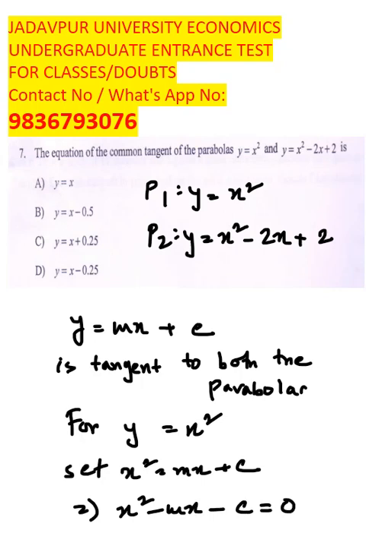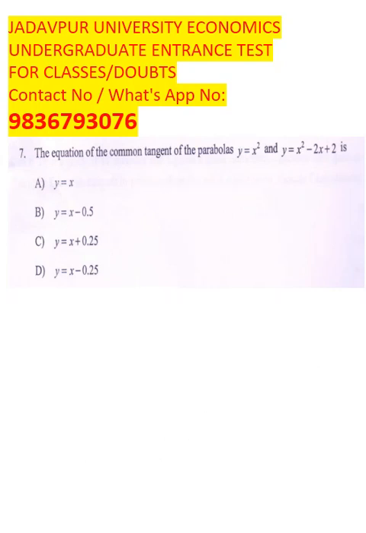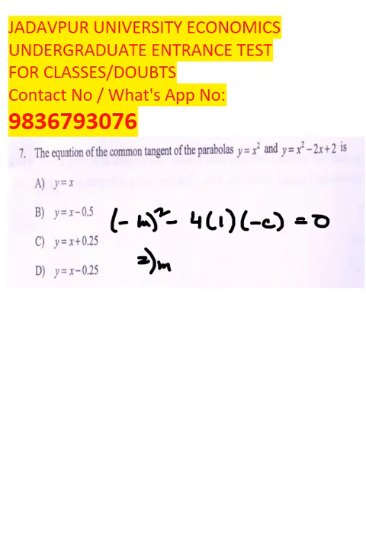For this to be tangent, the discriminant D needs to be 0. So minus m whole square minus 4 times 1 times minus c equals 0, or m square plus 4c equals 0. So that is for now.